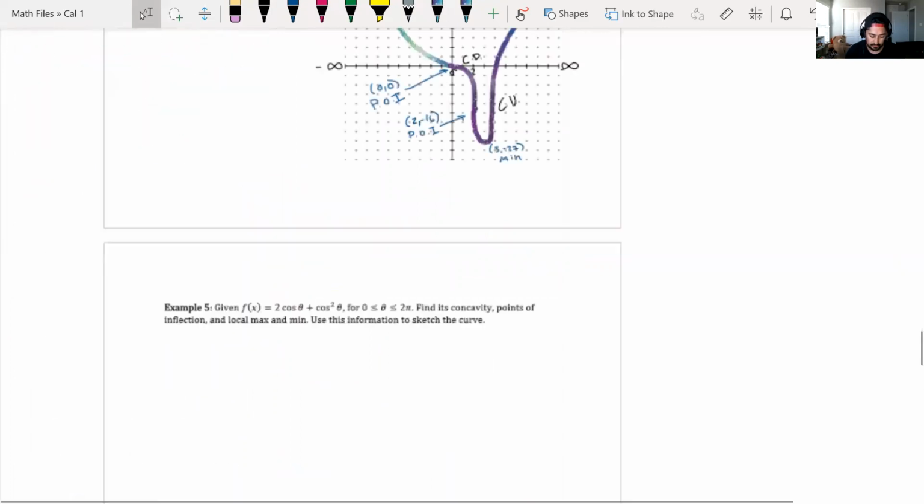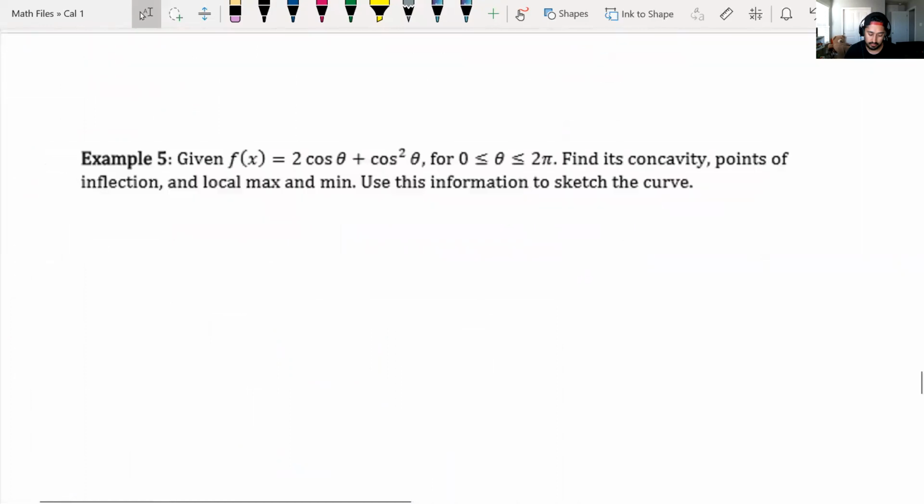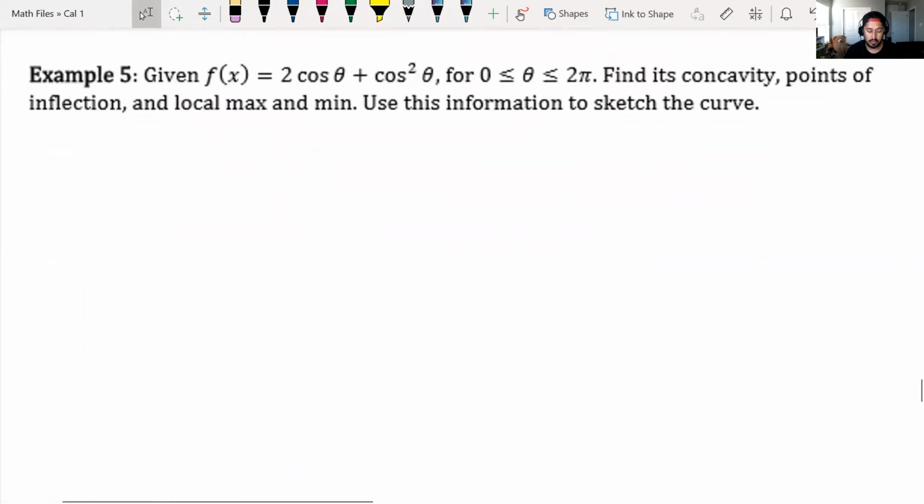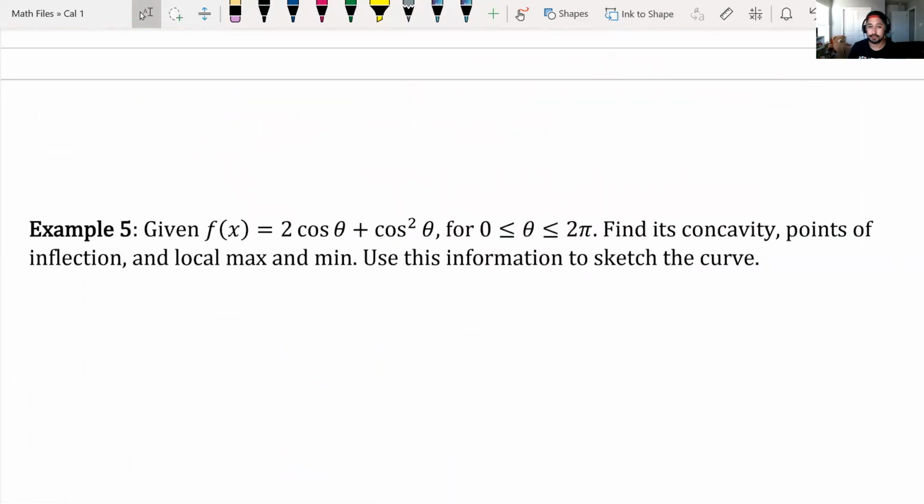Last one. Ooh, how long did that one take? That one took like 30, 40 minutes, I think. I don't know. Who knows? Okay, so we're going to do the same thing on this one. Concavity, maxes, mins, all the good stuff. Follow the steps. I'm just going to go on this one.